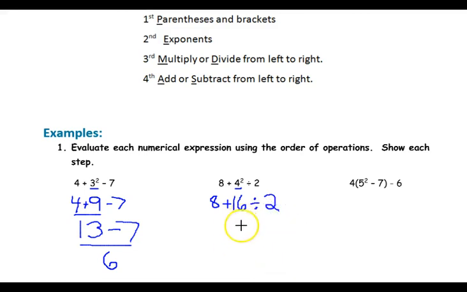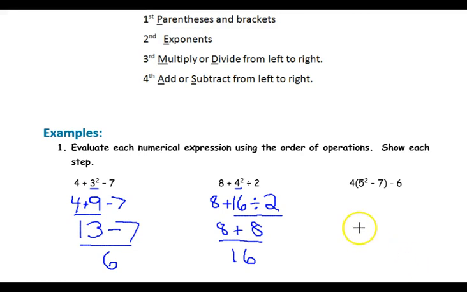Next step, I have addition and division, and multiplication and division comes before adding and subtracting. So my next step is going to be to divide 16 divided by 2, and that is an answer of 8. So I'm going to rewrite this part that I didn't evaluate. 8 plus 8, addition comes last, and that's going to give me an overall answer of 16.